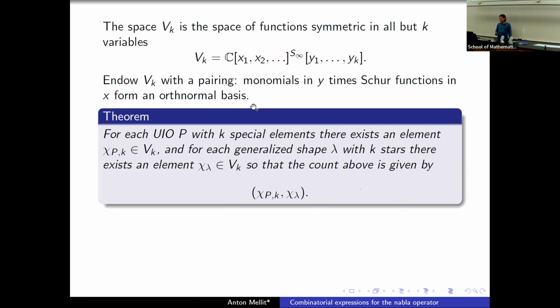Any pairing will do. So here is a theorem. For each unit interval order P, and you choose k, which is the number of those special elements at the end of the set, there exists an element chi_P^k in V_k. And for each generalized shape lambda with k stars, there exists an element chi_lambda in V_k, so that the Q count that we have is given by the scalar product.